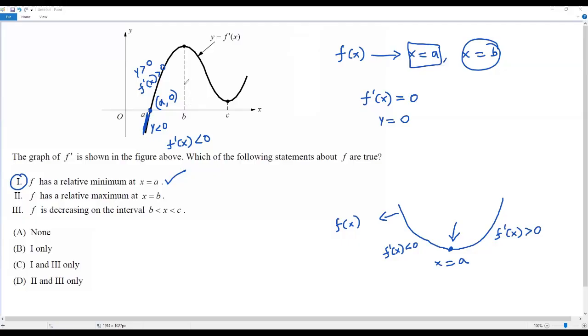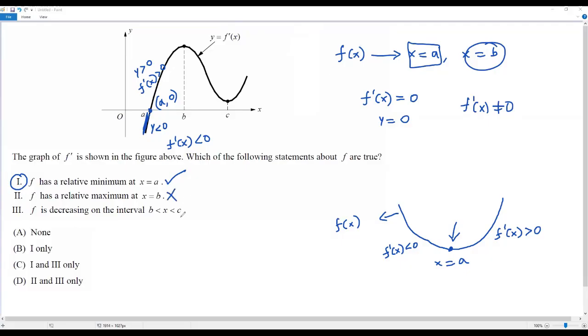But here when I look at the graph of f prime of x, it does not intersect the x-axis at x equals b. Since the graph of f prime of x does not intersect the x-axis at x equals b, f prime of x does not become 0 when x equals b. Since f prime of x does not become 0 when x equals b, there is no relative extremum for f of x at x equals b. So statement 2 is false.